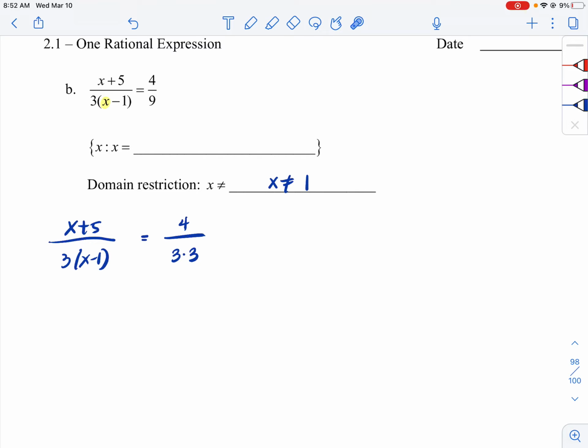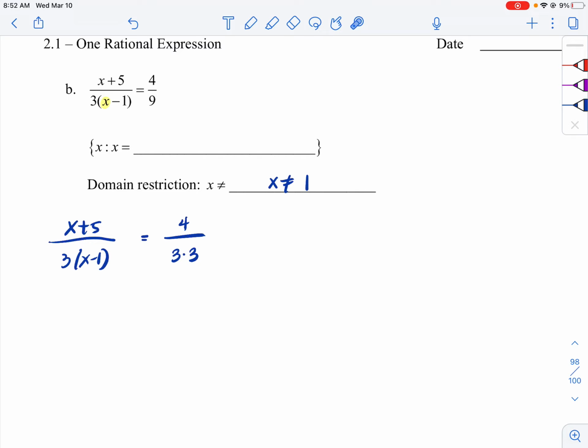Because I have to make sure that this bottom is equal to this bottom, right? And this one already has a 3, but the 9 also has a 3. So in order for us to see what is missing in there, I'm going to write the 9 as a 3 times 3. So let's find out what is missing, because we need to make sure that the denominator on the left matches with the denominator on the right.